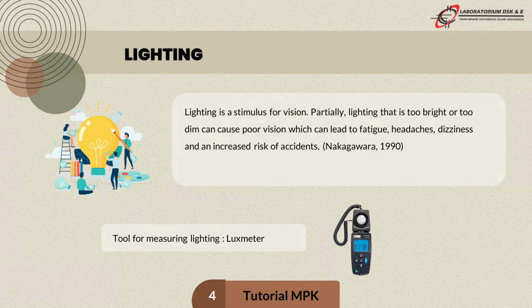Okay, first we will talk about lighting. The definition of lighting is a stimulus for vision. Actually, a lack of lighting or too much intensity of lighting can cause fatigue, headache, dizziness, and increased risk of accidents. We can use a lux meter to measure the lighting like this.